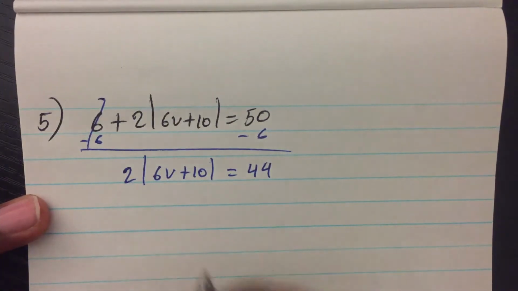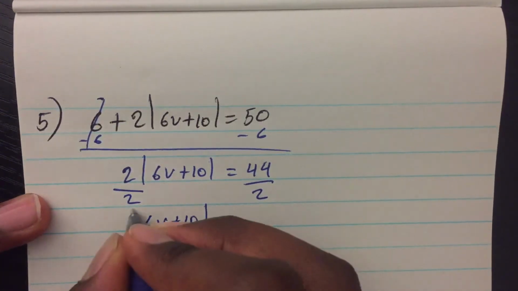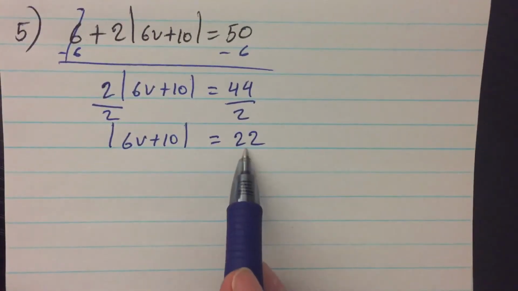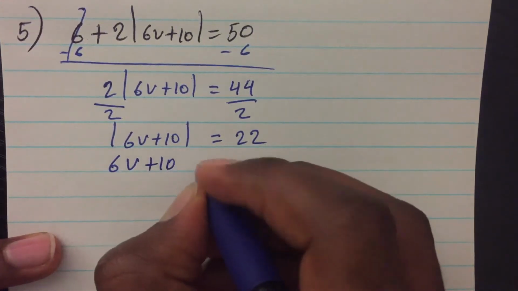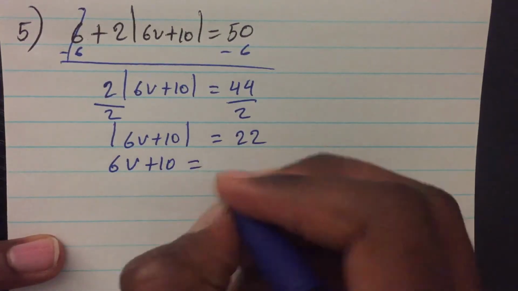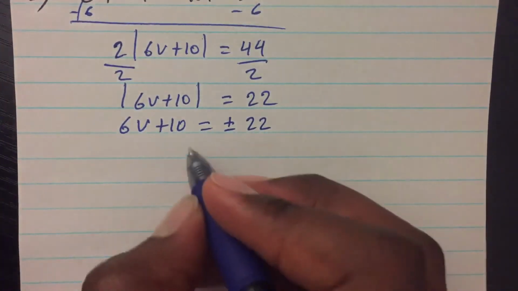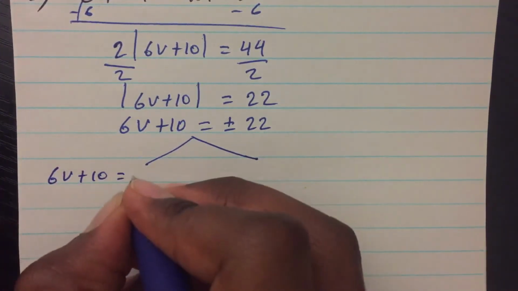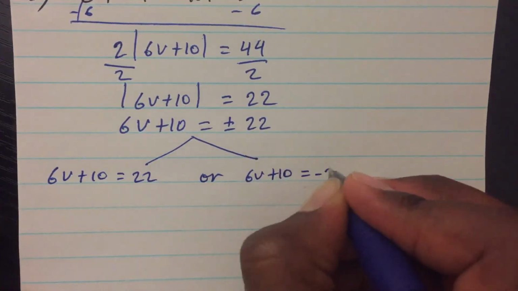That's not isolated because of the 2, so divide by 2. The absolute value of 6v plus 10 equals 22. Now it's isolated, and of course we know this means that the absolute value of 6v plus 10 equals 22 is equivalent to the following equations from its definition. Now we make two equations. We have 6v plus 10 equals positive 22, or 6v plus 10 equals negative 22.